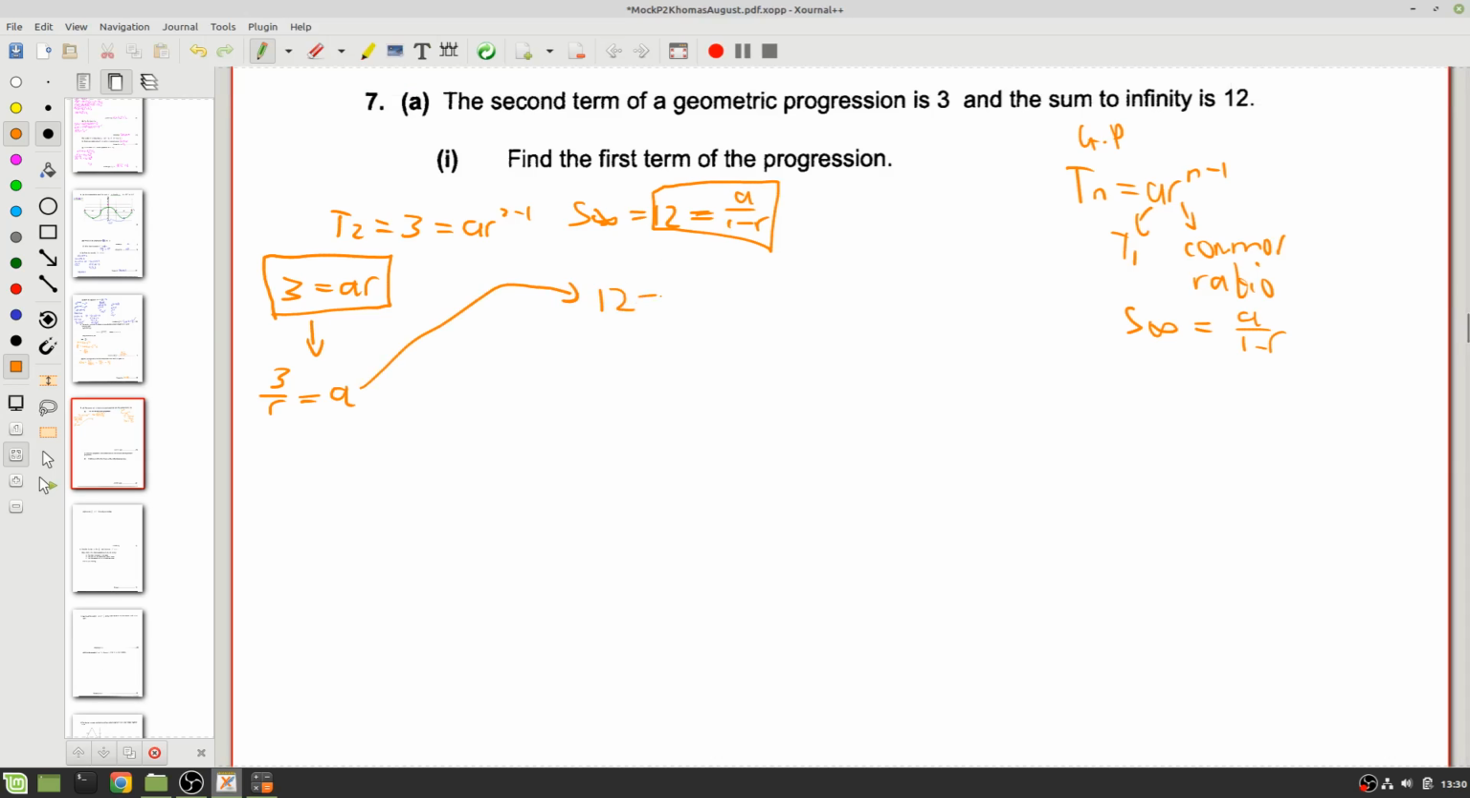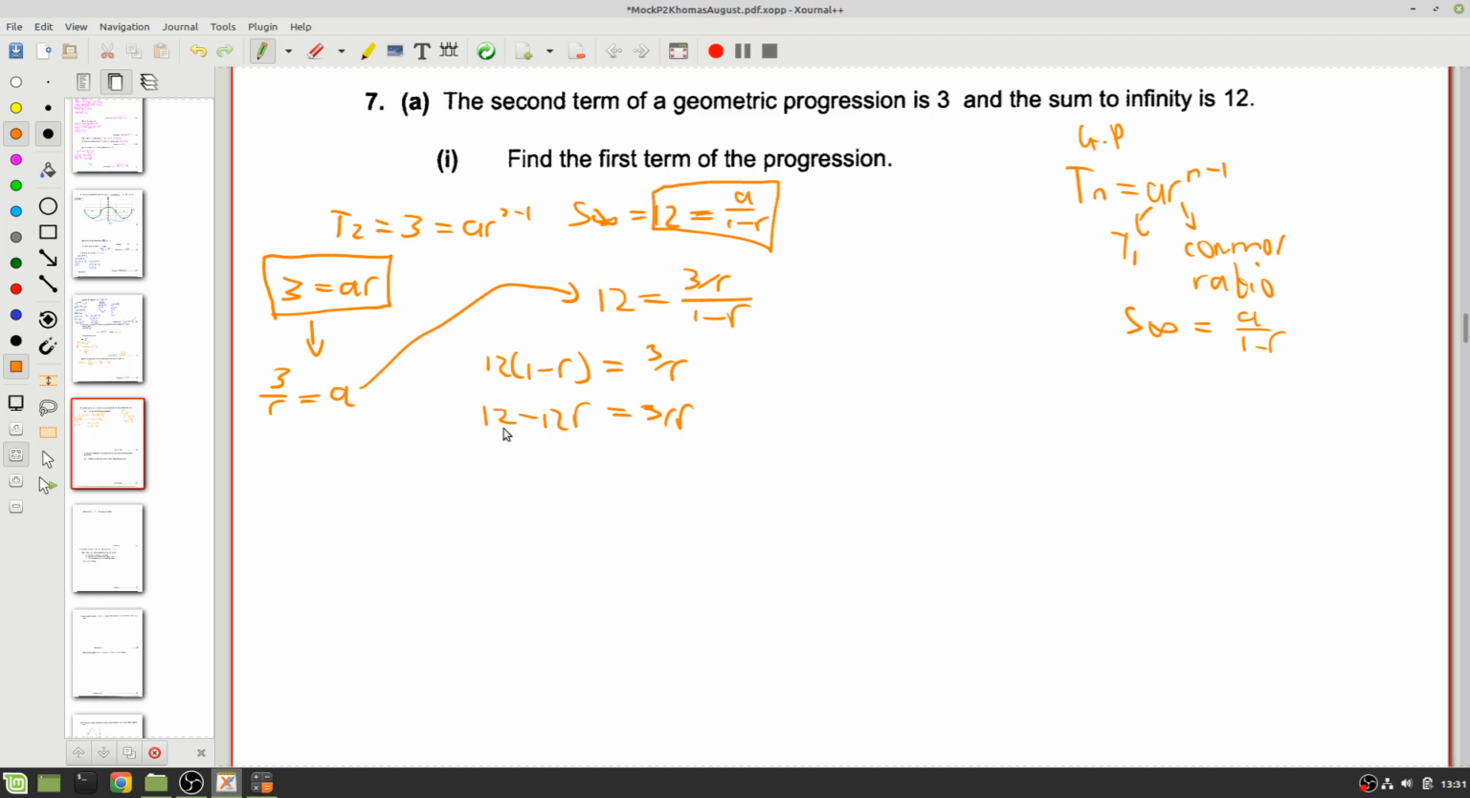So we have 12 equals, and instead of a, we're going to put 3 over r over 1 minus r. So now r is our only unknown, and we can solve for that. So let's multiply both sides by the denominator. We'll get 12 times 1 minus r equals 3 over r. Let's multiply this out. So we get 12 minus 12r equals 3 over r. Let's multiply both sides again by the denominator.